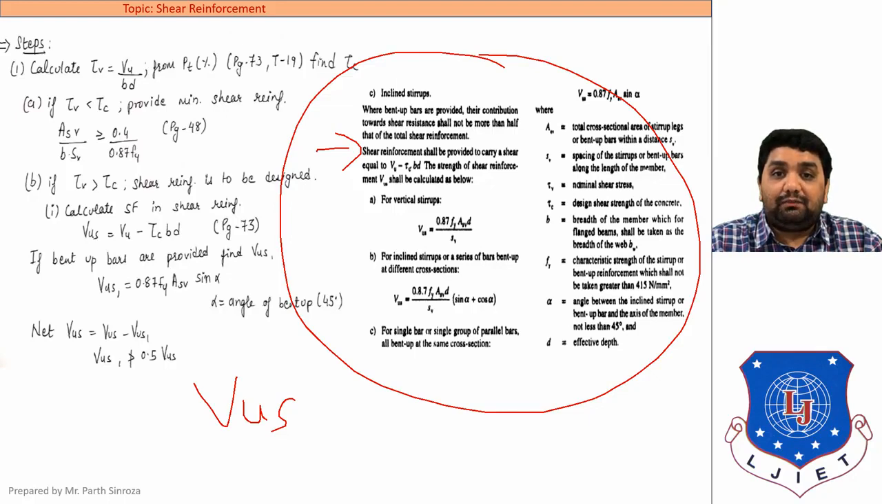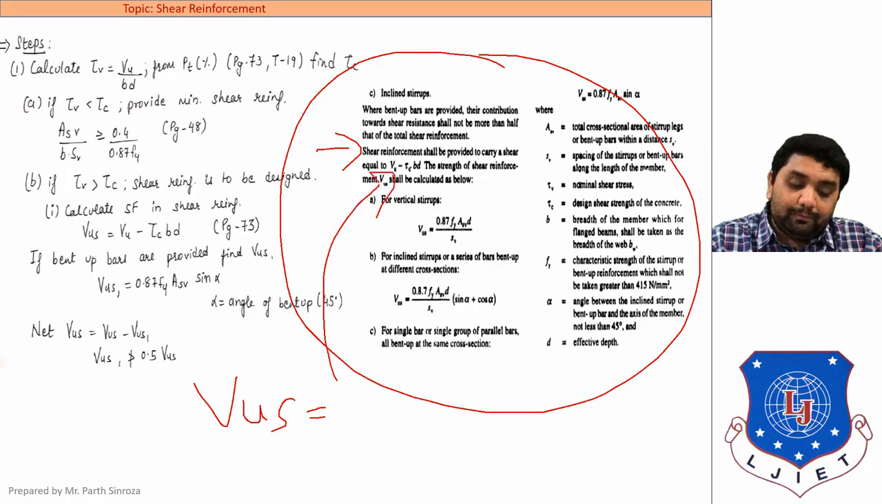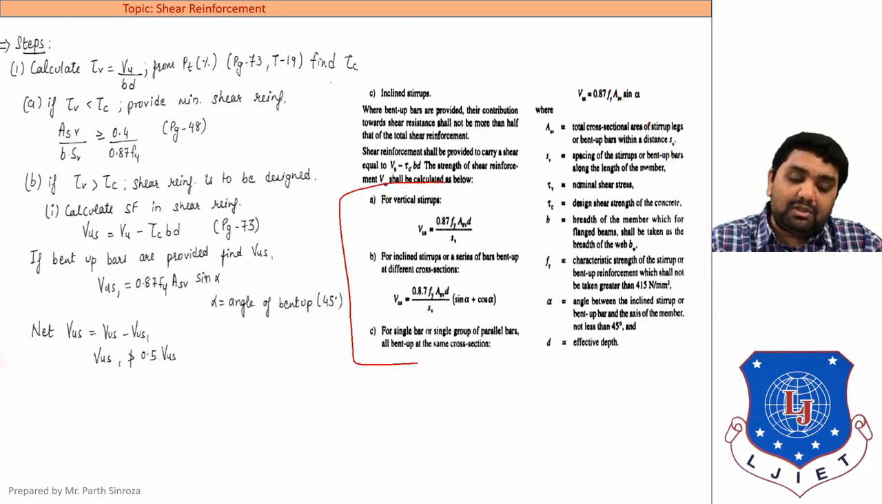Let us name this the shear force at Vus. So the equation will be Vus equal to Vu minus tau c b d. The first thing will be to find this Vus, and the equation for it will be Vus equal to Vu minus tau c b d. The strength of shear reinforcement Vus shall be calculated as below. Clear? Now the bottom equations are provided to find the spacing of the stirrups.